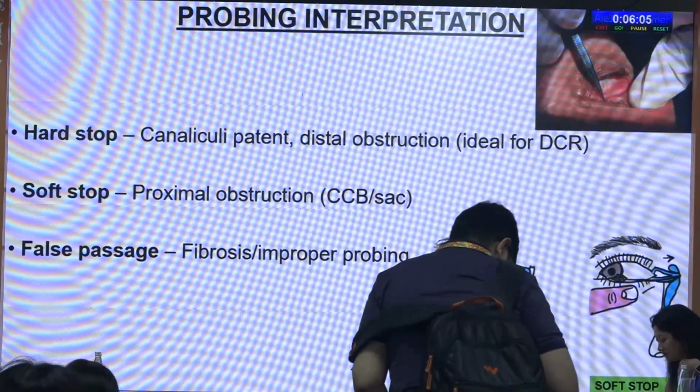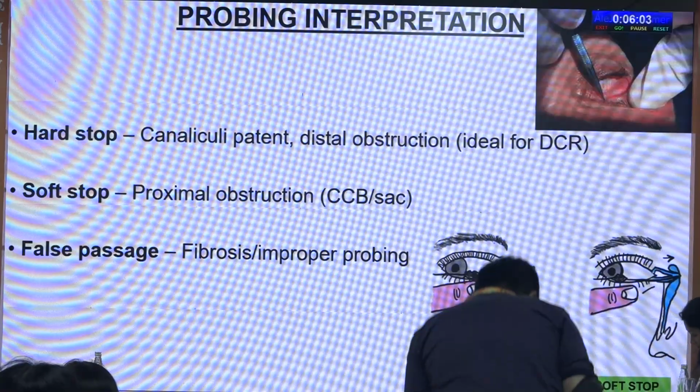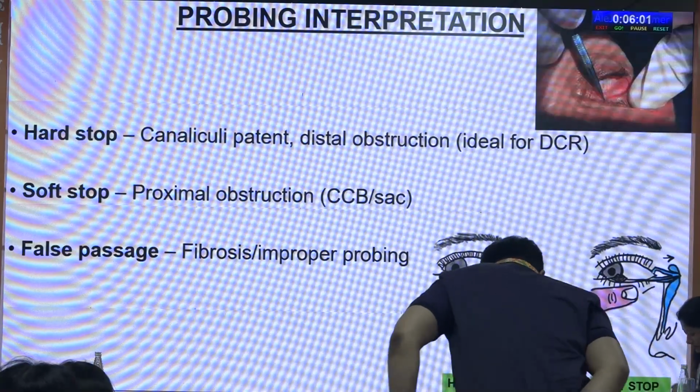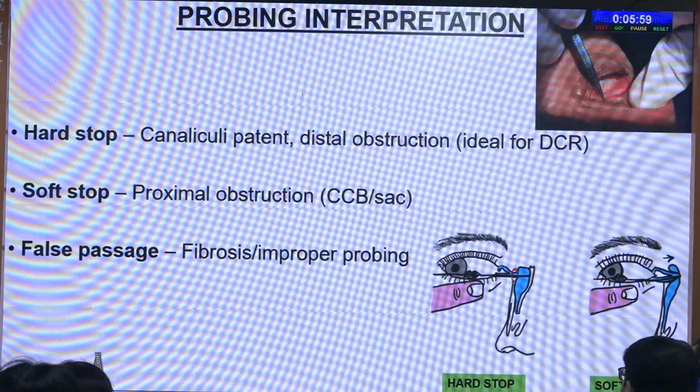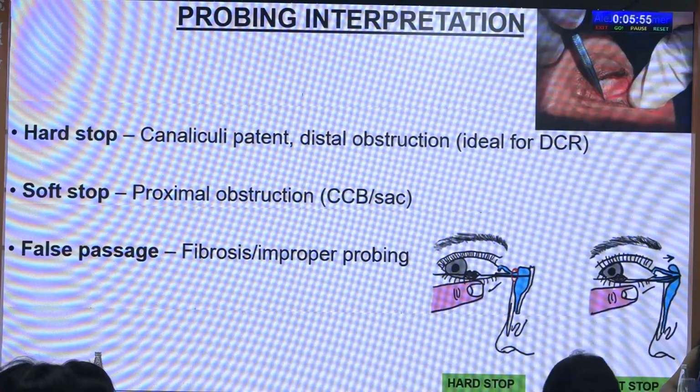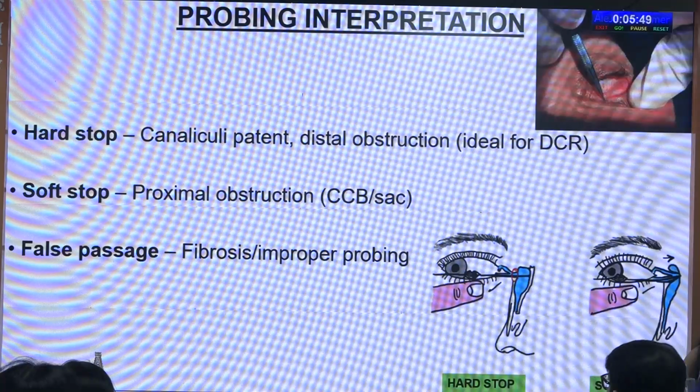Now coming to the probing interpretation, here we have to understand the difference between the hard stop and soft stop. In the first situation, hard stop, as we pass the blunt cannula medially through the punctum and the common canaliculus, and as we advance it further, it reaches a stop which is the lacrimal bone. So this is known as hard stop. In this case, the obstruction is present in the distal part, which is an ideal case for DCR.